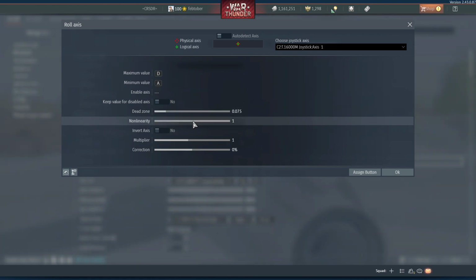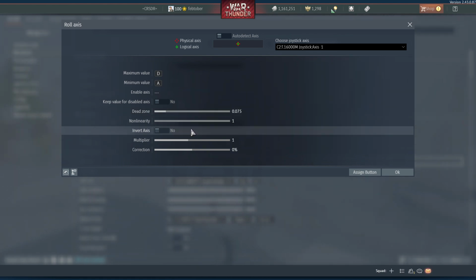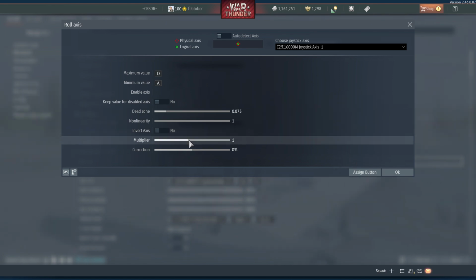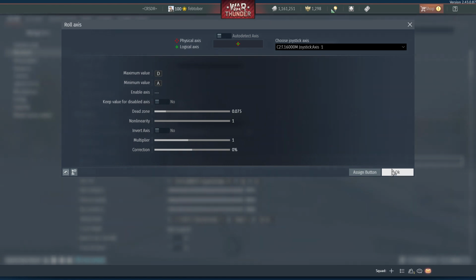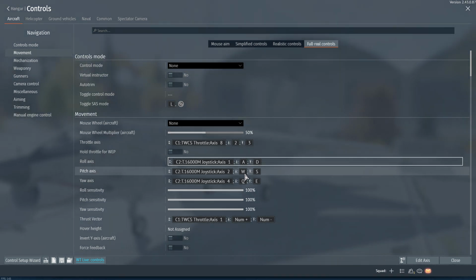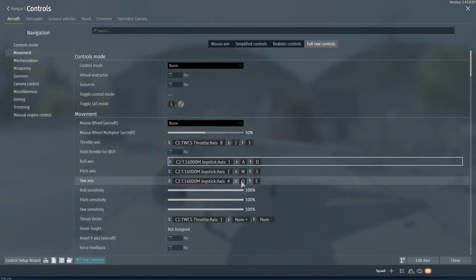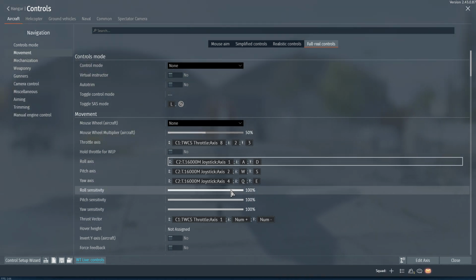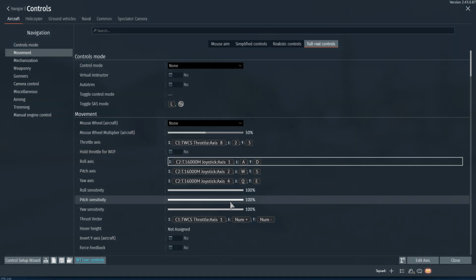Non-linearity should stay 1. Invert axis should be 0, or should be no. Multiplier should be 1. Correction should be OK. So right now I could hit OK, or I could hit the X up in the corner. We're going to do the same thing with pitch, and we're going to do the same thing for yaw. Leave roll at 100%, etc., etc.